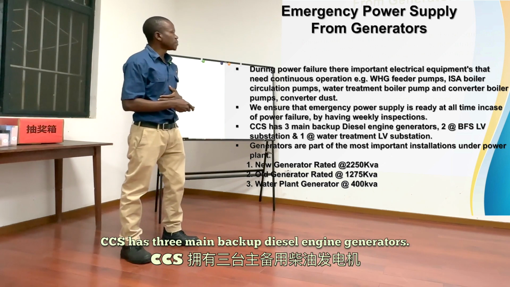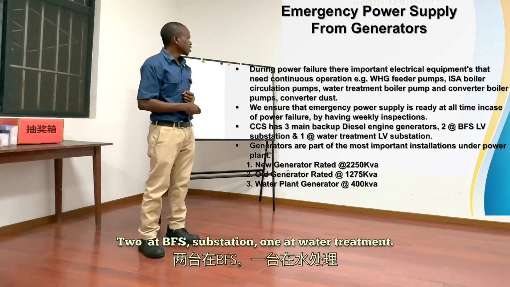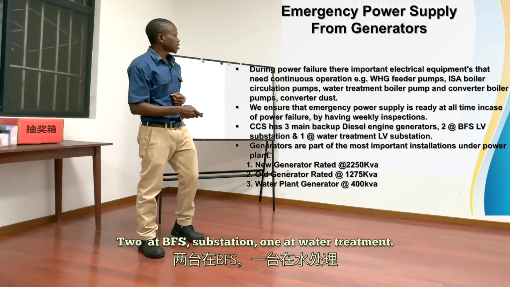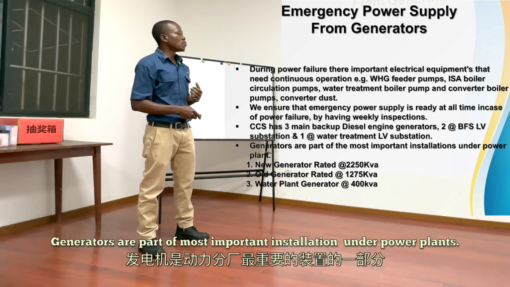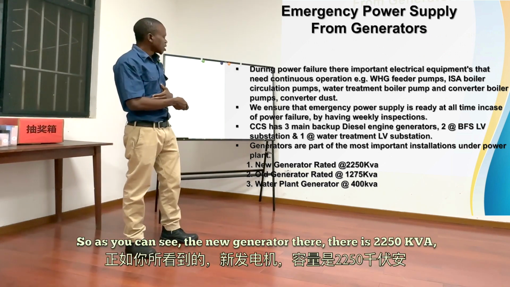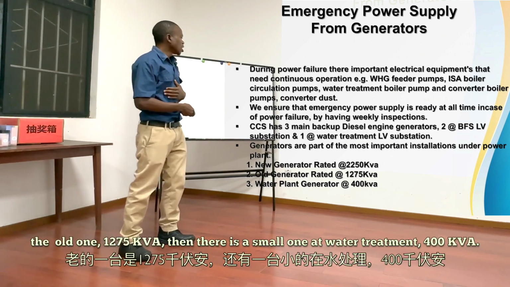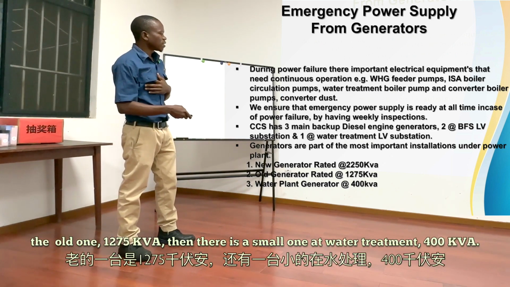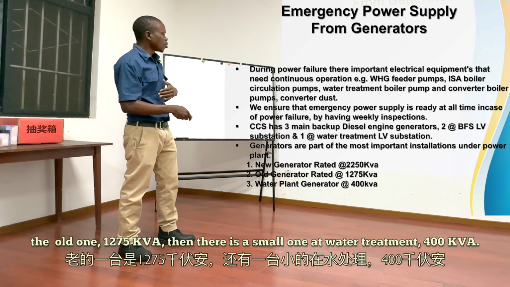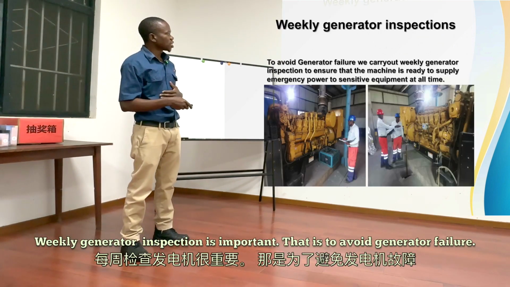CCS has 3 main backup diesel engine generators, 2 at BFS substation and 1 at water treatment. Generators are part of the most important installation under the power plant. As you can see, the new generator there is 2250 kVA, the old one is 1275 kVA, then there is a small one at water treatment, 400 kVA. Weekly generator inspection is important.